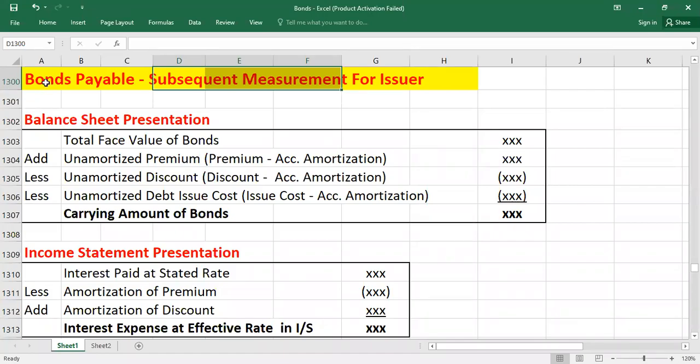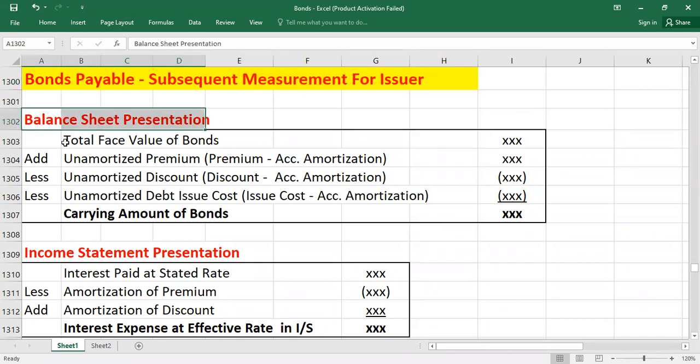Today we are going to talk about bonds payable subsequent measurement for issuer. If you want to report your bonds in the balance sheet at the balance sheet date, how can we present the bonds in the balance sheet? So here we have a balance sheet presentation.